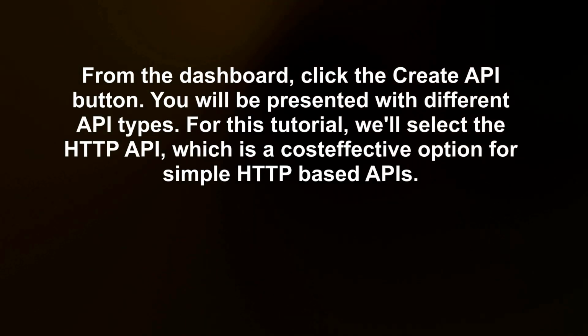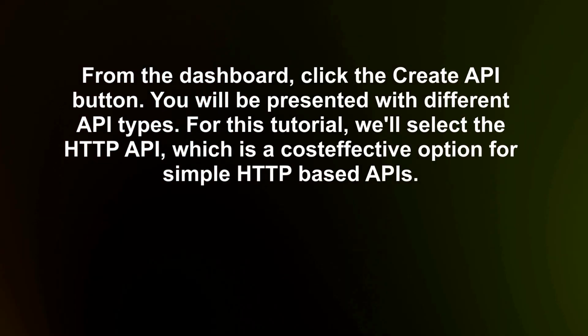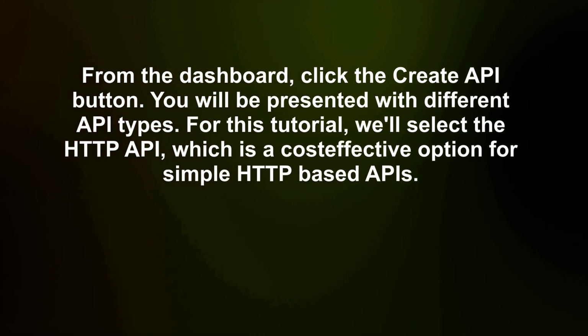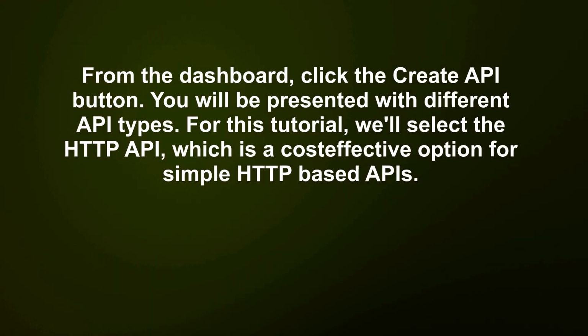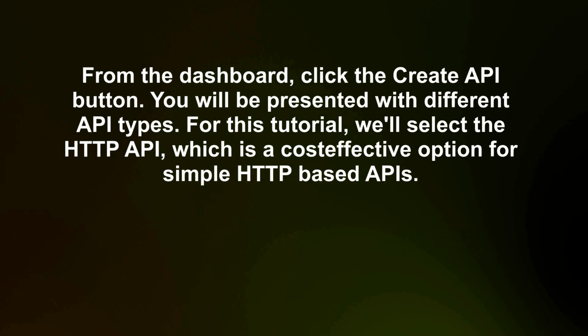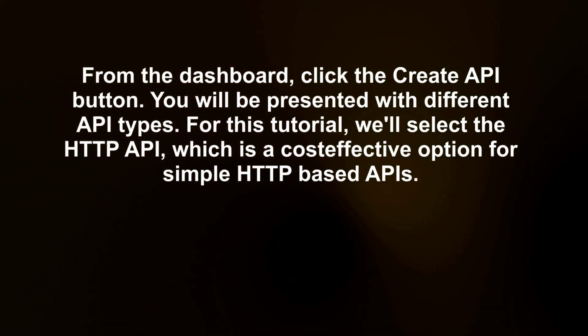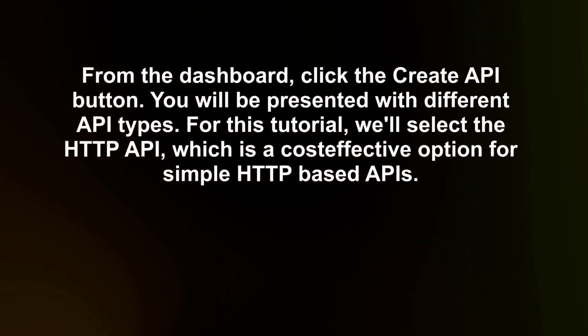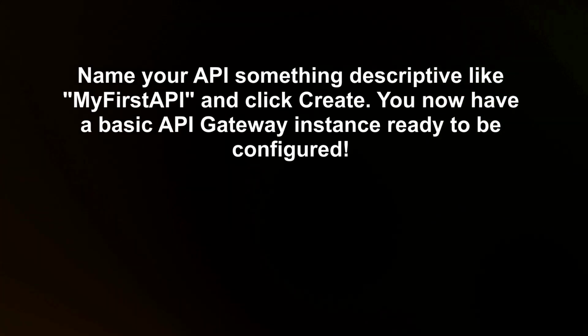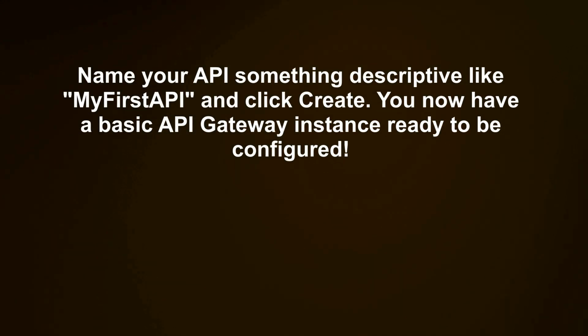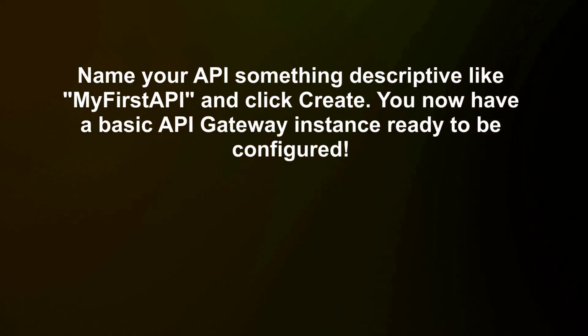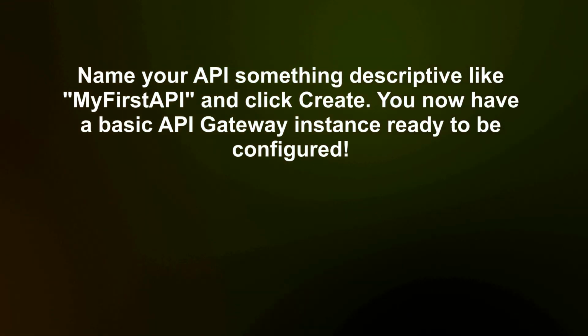From the dashboard, click the Create API button. You will be presented with different API types. For this tutorial, we'll select the HTTP API, which is a cost-effective option for simple HTTP-based APIs. Name your API something descriptive like MyFirstAPI and click Create. You now have a basic API Gateway instance ready to be configured.